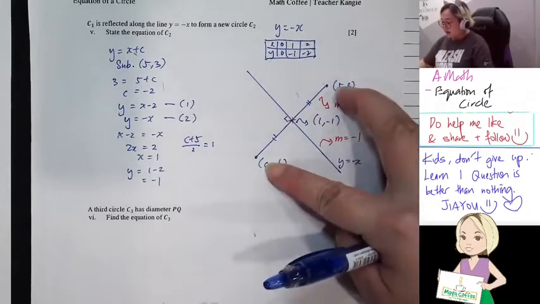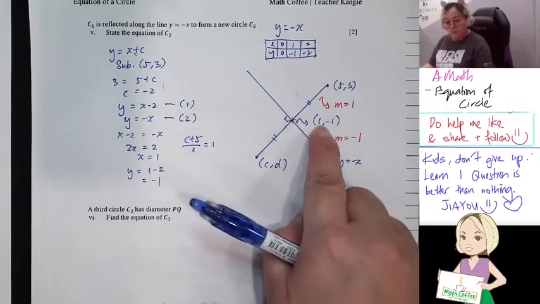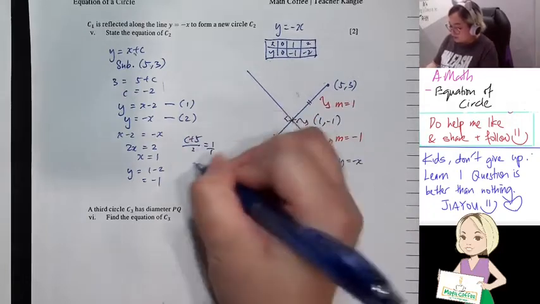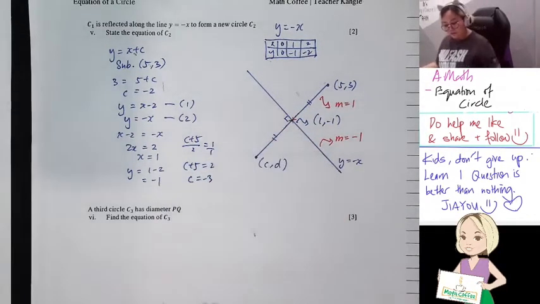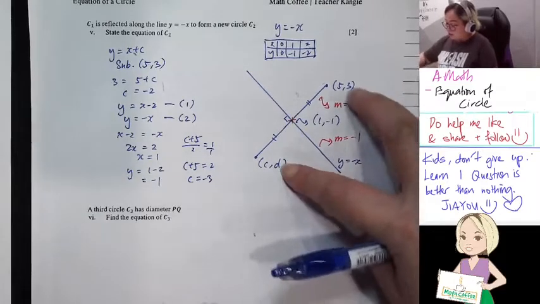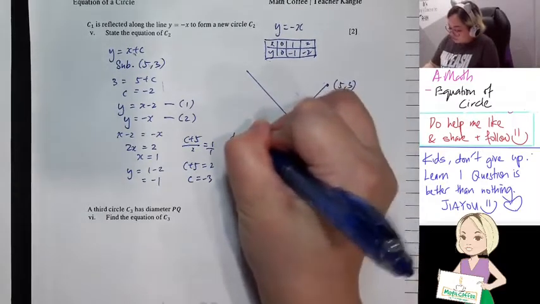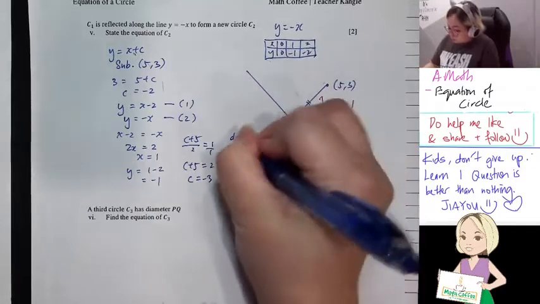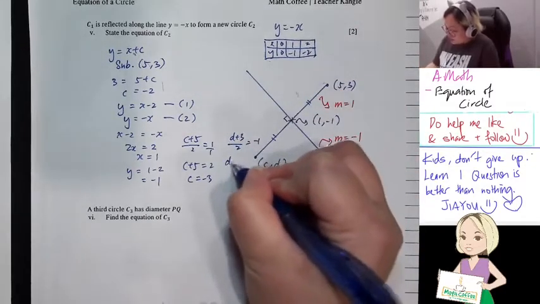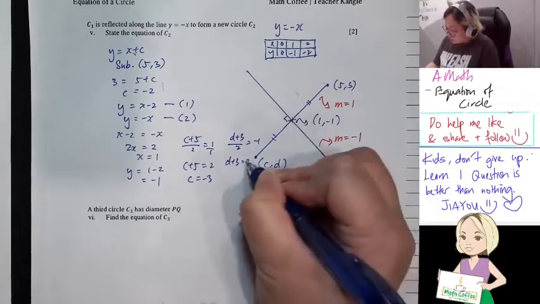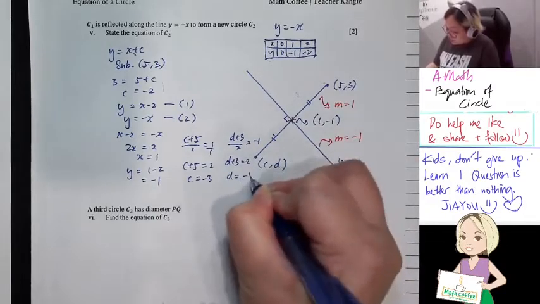C plus 5 divided by 2 is equals to 1. So cross multiply, c plus 5 equals to 2, c equals to -3. Okay, next, d plus 3 divided by 2 is equals to -1. So my d plus 3 equals to -2. So my d is equals to -5.